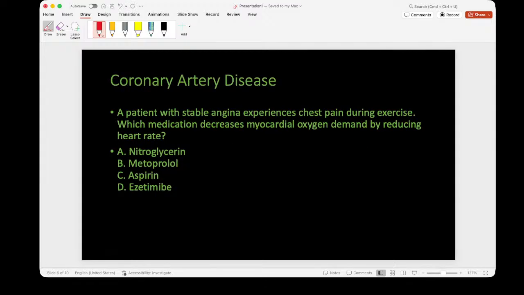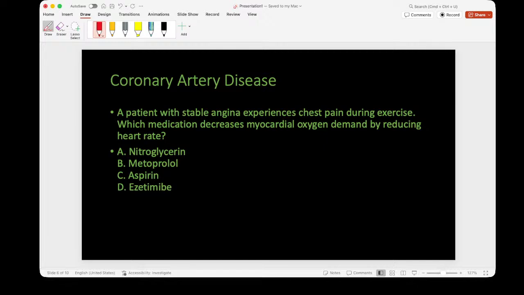Then the next one here: a patient with stable angina experiences chest pain during exercise. Which medication decreases myocardial oxygen demand by reducing heart rate? So there are four choices here. Of these four choices, you can probably eliminate one because it has nothing to do with this question at all. And that last choice is D, ezetimibe.